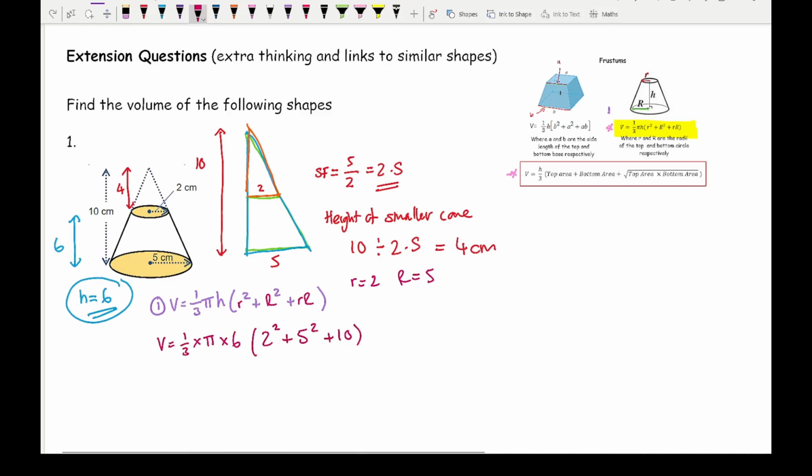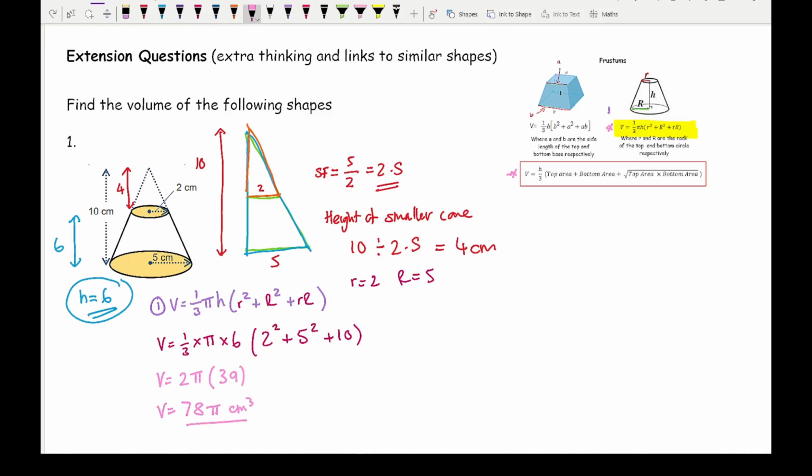Now I'm going to assume that this question could be non-calculator, so let's do this without a calculator. So 1/3 times 6 is 6 over 3, which is 2. So that's 2 pi, that's outside. 2 squared is 4, 5 squared is 25, plus 10 gives me 39. So then V equals 2 times 39, which is 78 pi centimetre cubed.